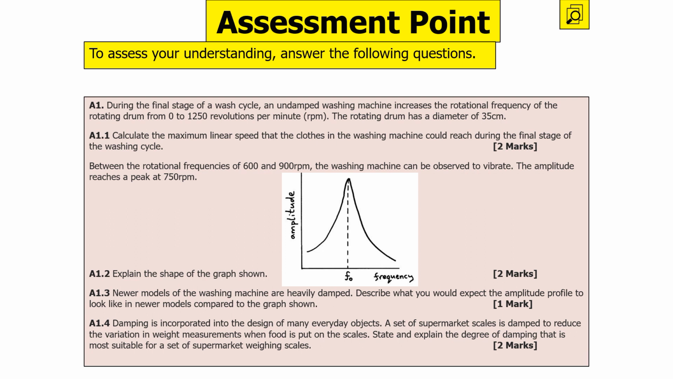Newer models of the washing machine are heavily damped. Describe what you expect the amplitude profile to look like in newer models compared to the graph shown. And then, damping is incorporated into the design of many everyday objects. A set of supermarket scales is damped to reduce the variation in weight measurements when food is put on the scales. State and explain the degree of damping that's most suitable for the set of supermarket weighing scales. So pause the video now, then unpause the video when you want to go through your answer.